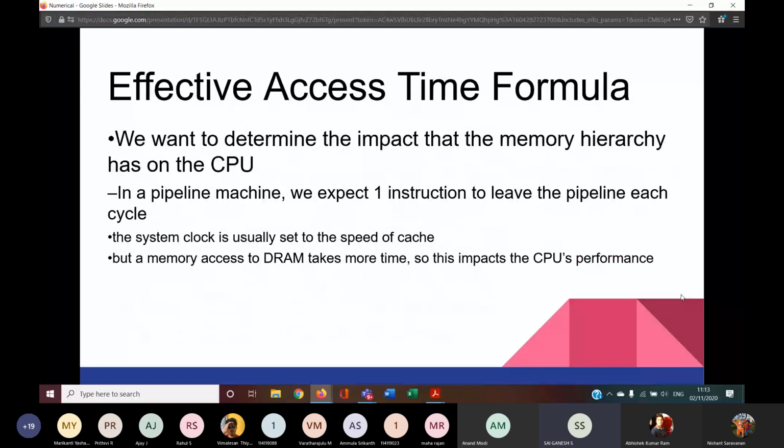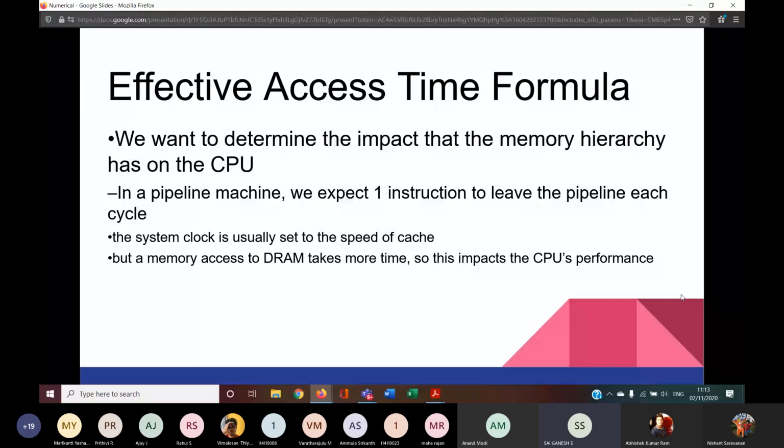Okay. So we'll be calculating the effective time formula because when it comes to memory, all we bother about is speed, because speed is most important for us. How we calculate that depends on a few factors. That is, as we saw, hit rate, miss rate, and the hit time and miss time. So hit time is the time taken to access the memory in the cache memory, and miss time is the time taken to access the memory that is not found in cache memory.